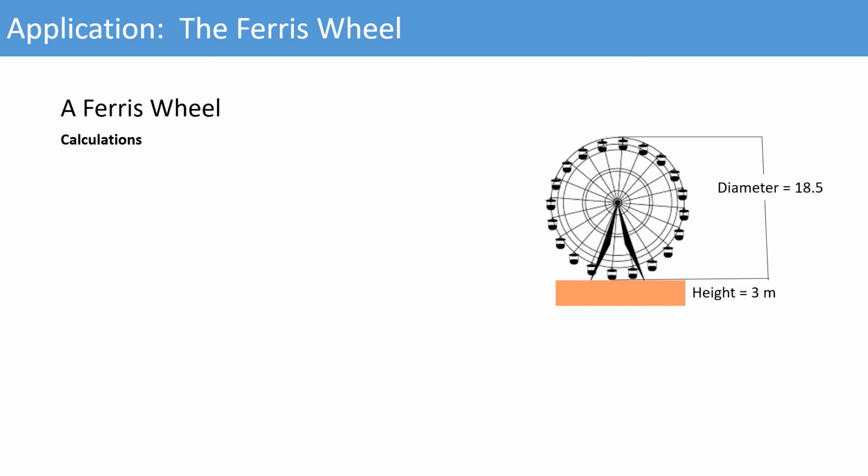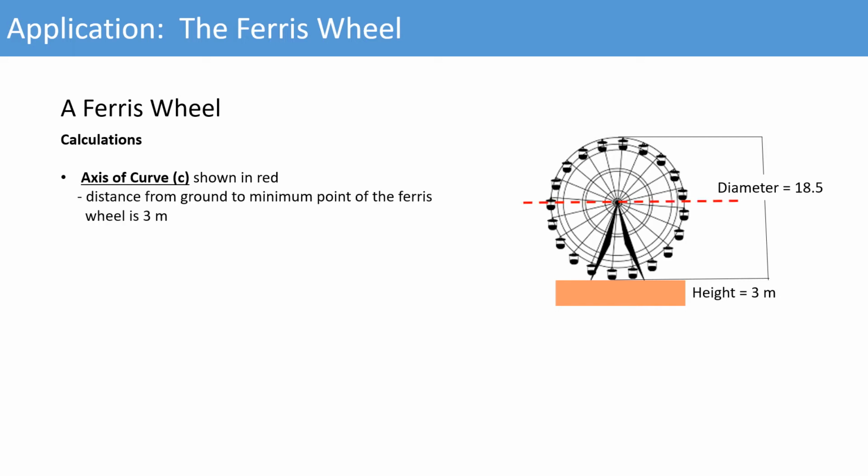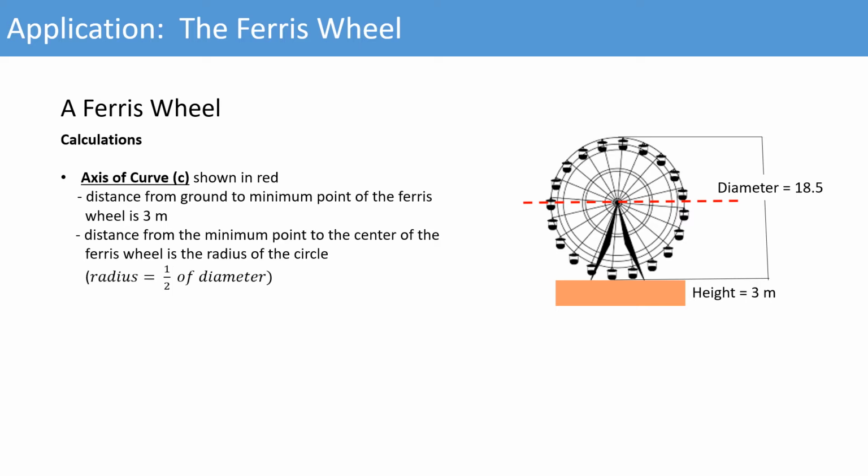Calculations. First of all, here is a review of the diagram. The axis of curve is shown in red. The distance from the ground to the minimum point of the Ferris wheel is 3 meters. The distance from the minimum point to the center of the Ferris wheel is the radius of the circle.